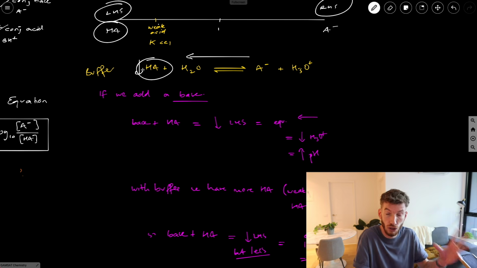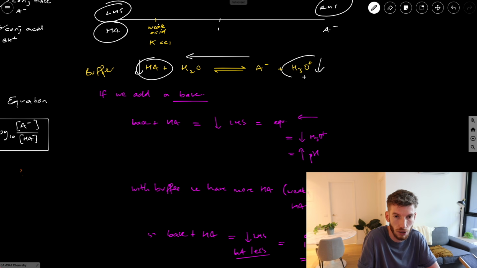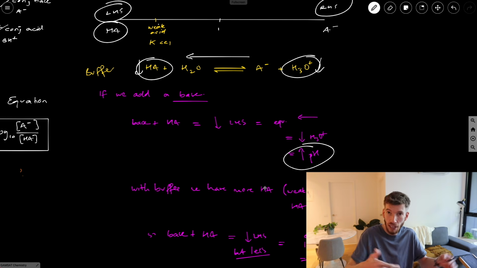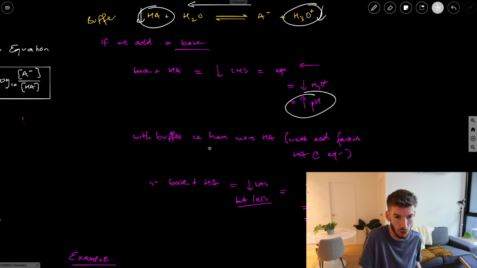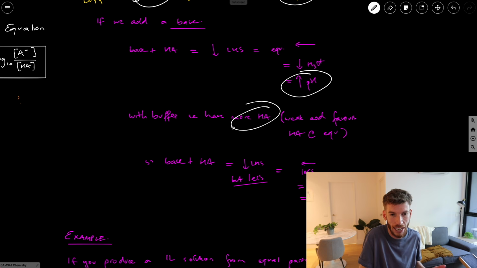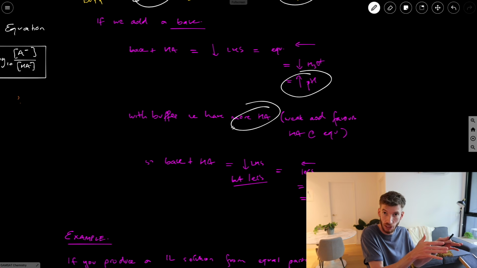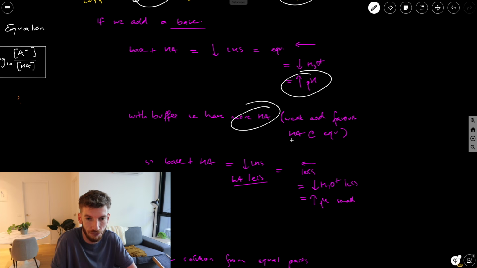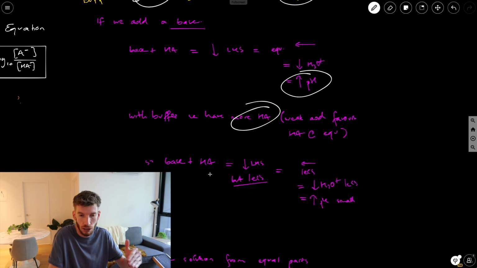So if we add base, it'll consume our acid, it'll favour the back reaction. That will then consume our H3O+ as it tries to re-establish the equilibrium, and that's going to raise the pH, which makes sense. If you add base, pH goes up. We want to avoid that. So with the buffer added, we have heaps and heaps of HA because its equilibrium sits on that side. And so now when you add the base, you still have a consumption of acid, but because you have such a gigantic stockpile of acid, it's going to be a relatively insignificant drop.